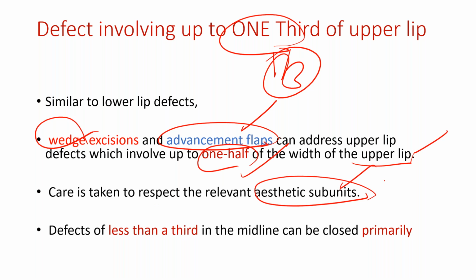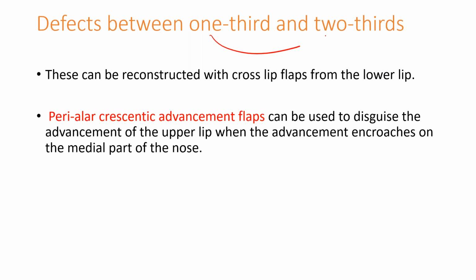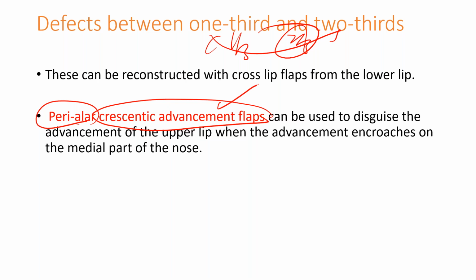So aesthetic subunits have to be maintained. Always you have to maintain the beautification. Less than 1/3, it is closed primarily. You need not go for any reconstruction. 1/3 to 2/3: if you take 1/3 to 2/3, it is perialar crescentic advancement flaps, something which is used.